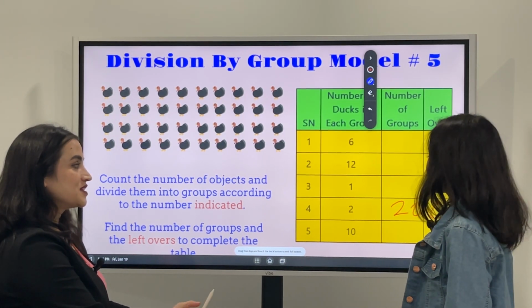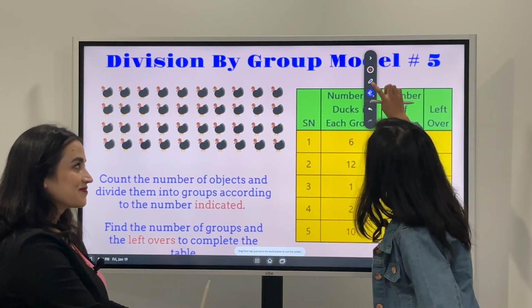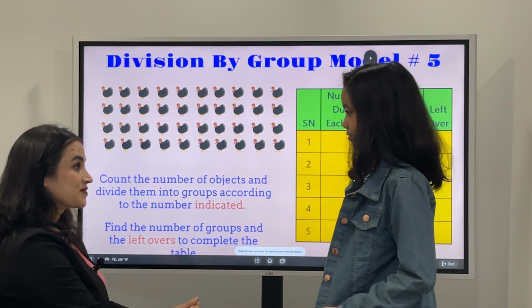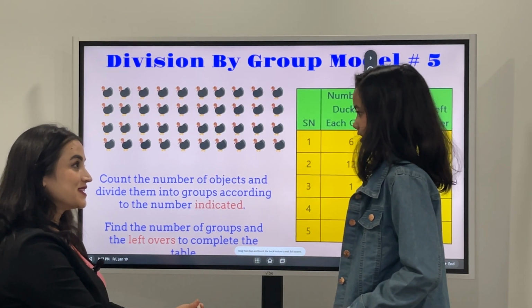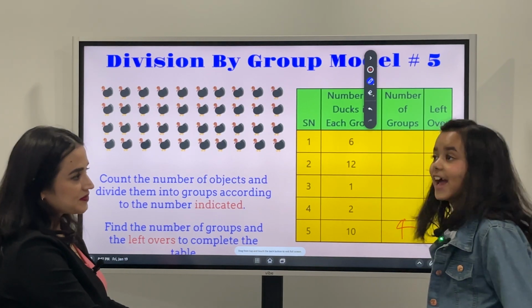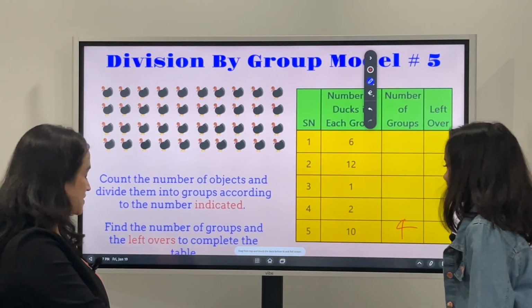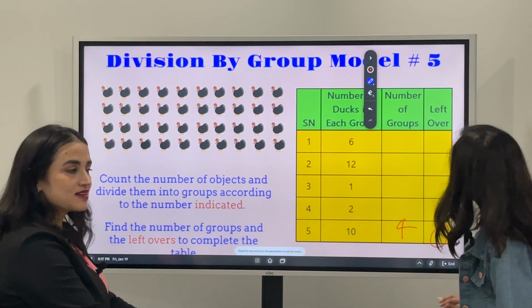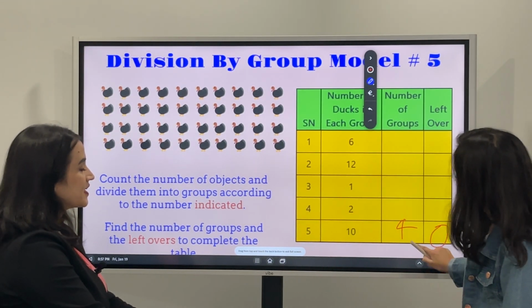And how about the 10? The total is 40, so 40 divided by 10. I didn't even have to do that. See, if you know the division, you don't have to do each and every one. 0. Very good. Next, let's see.